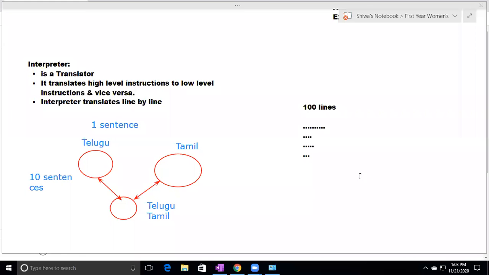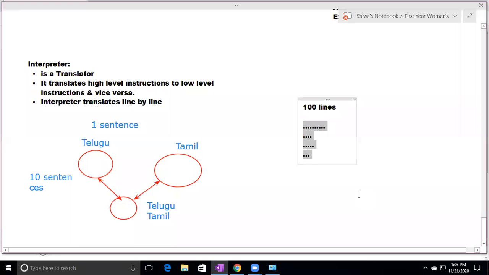Similarly, compiler translates all instructions at a time. In the program, if 100 lines are there, all those 100 lines will be scanned at a time and translated into the low level language. That is a compiler. Whereas interpreter translates line by line. It scans the first line and translates into the low level language. Next, it scans the next line, translates into the low level language, like that. That is what an interpreter is. So this is about compiler and interpreter.